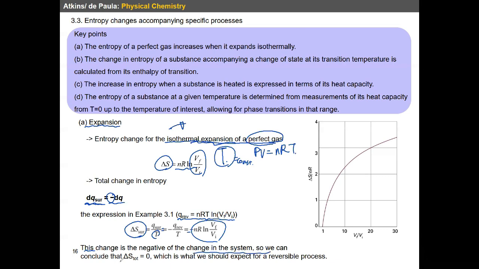So we can conclude that delta S total is zero, because there is only a minus, which is what we should expect for a reversible process. So what it means is that isothermal expansion of a perfect gas is a reversible process.